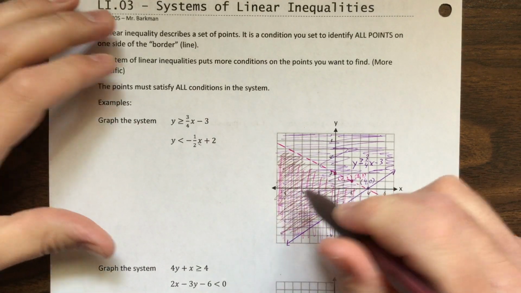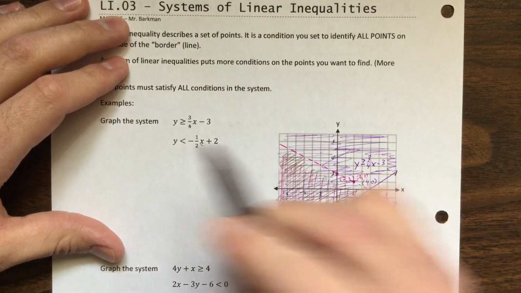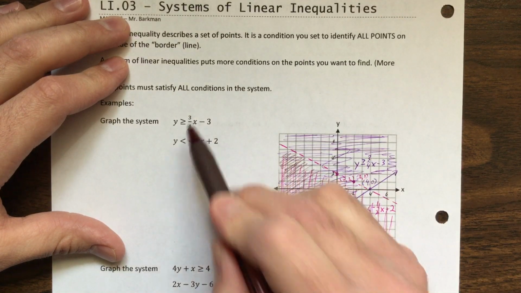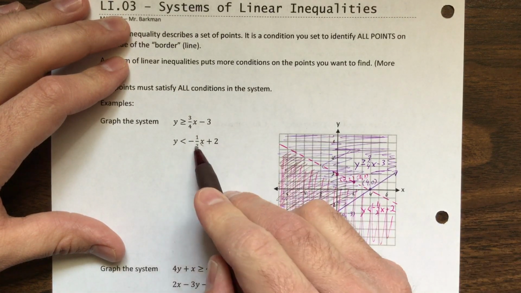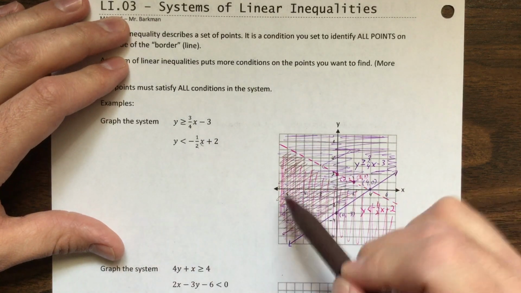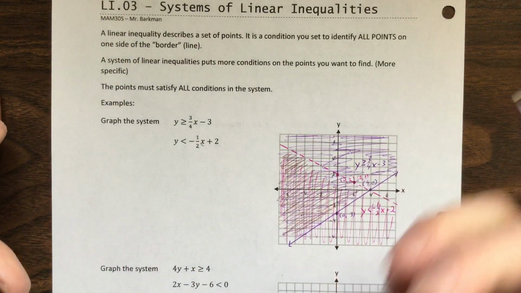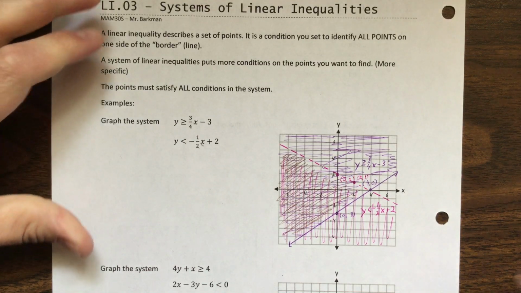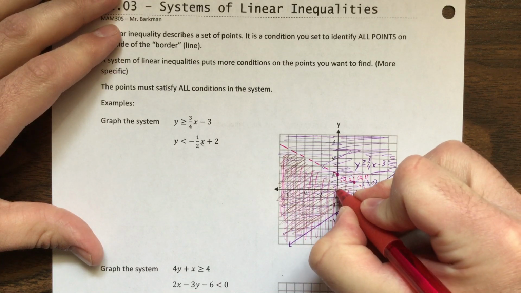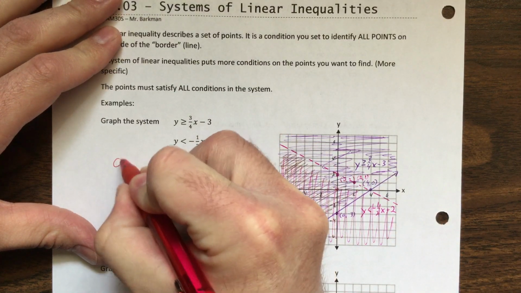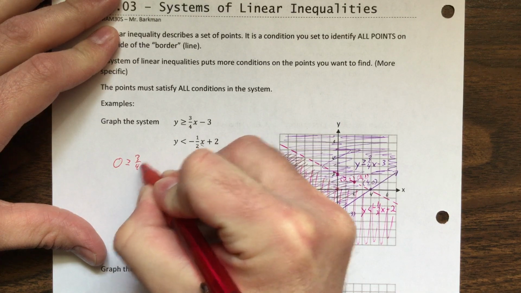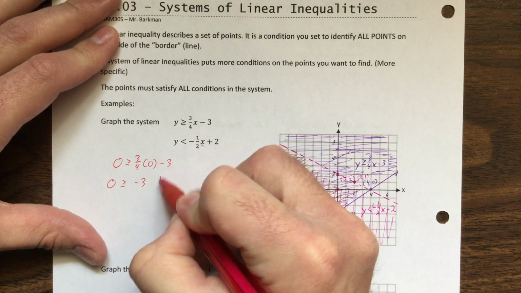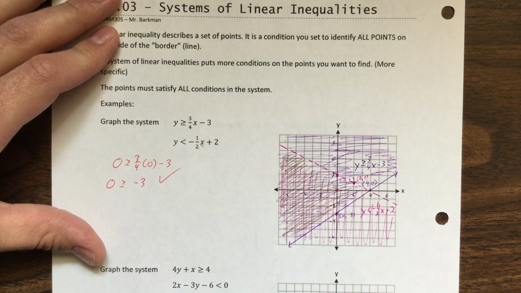What that means is that a point in here is going to satisfy this as well as this. A point over here is only going to satisfy the first one, not the second one. And a point down here is only going to satisfy the second one, not the first one. We need to find the points which satisfy both, where both of them happen to work. If we want to take a look at one point that does that, let's pick the point 0, 0. It seems to be inside there. So 0 is greater than or equal to 3/4 times 0 minus 3. So 0 is greater than or equal to -3. That works, which shows that that one is satisfied.